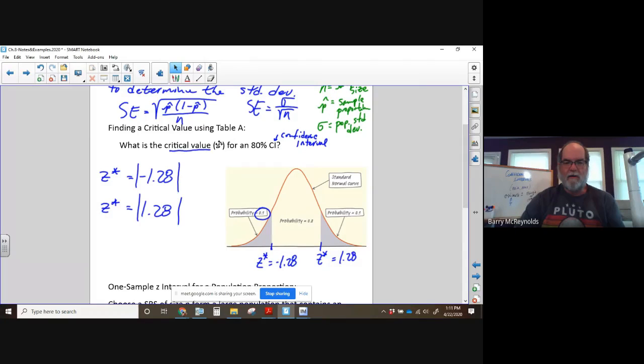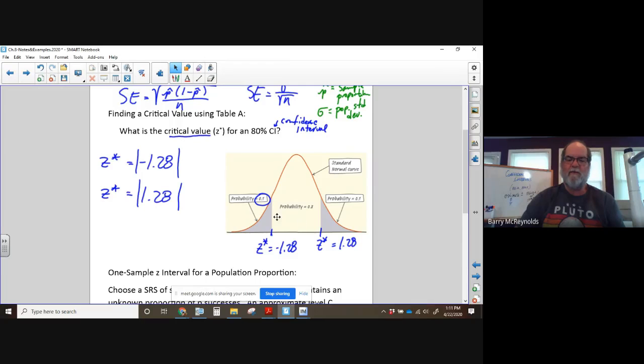So Z star is really just the absolute value of the Z value we would look up corresponding to the left and right tail when we're excluding what we want to contain in our confidence interval. We'll go through another example of this from start to finish, but this is a good example, and with 80% confidence, we've got plenty in the left and right tail. It's easy to see in the graph here.